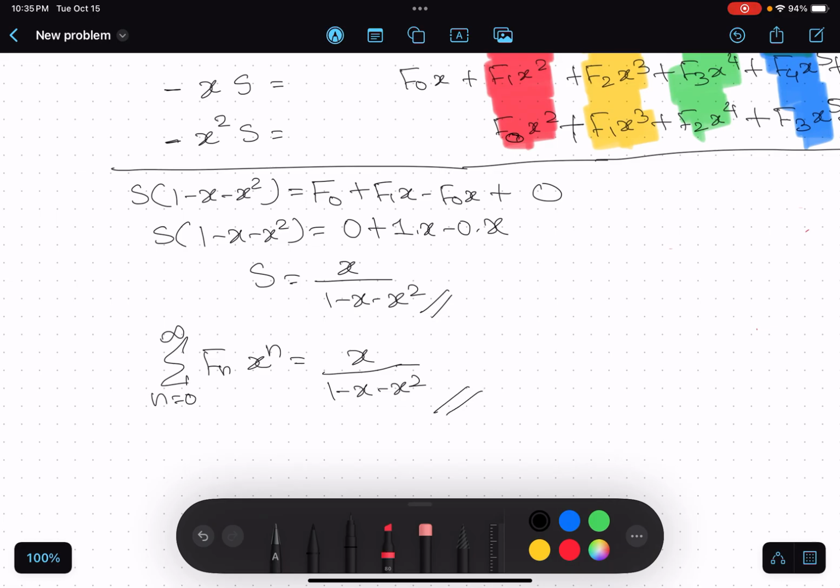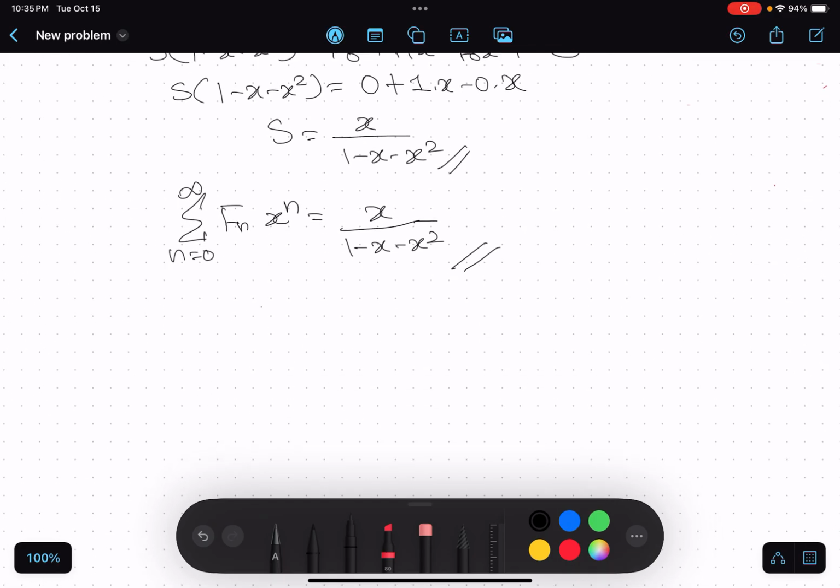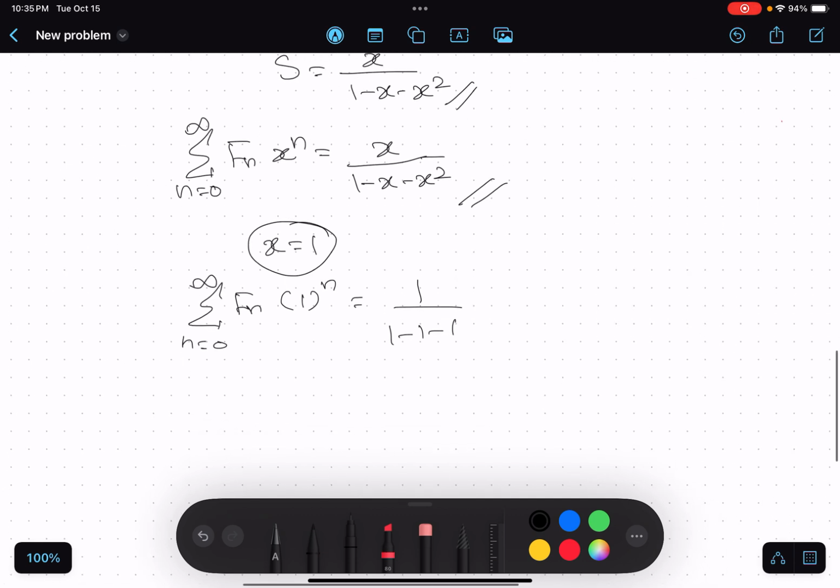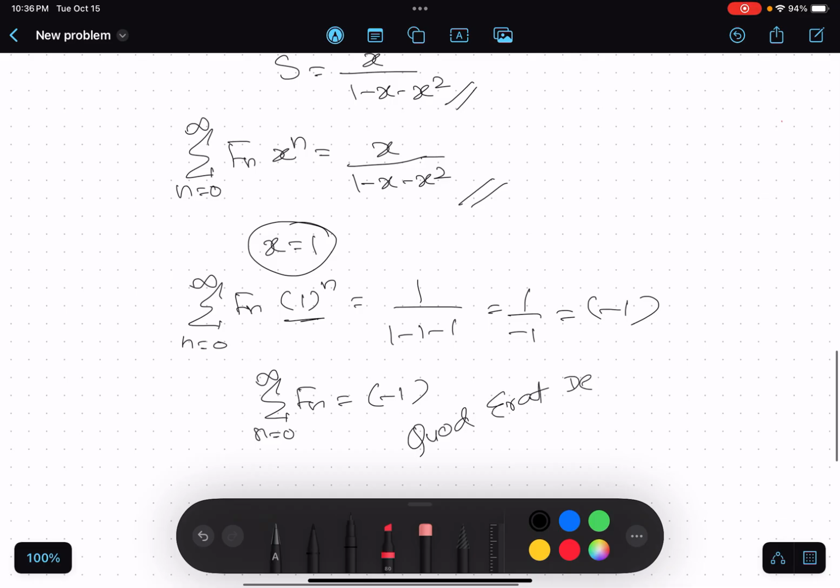Now after we have got this, what you can do is you can substitute x as 1, right? And if we do that, we get the sum from n equals 0 to infinity of the nth Fibonacci number times 1 to the power n is just 1 by 1 minus 1, that is 1 by minus 1, which is minus 1. Now 1 to the power n is just 1, so the sum from n equals 0 to infinity of the nth Fibonacci number is negative 1. And that does the proof. Quod erat demonstrandum.